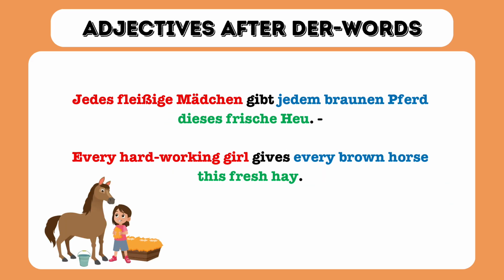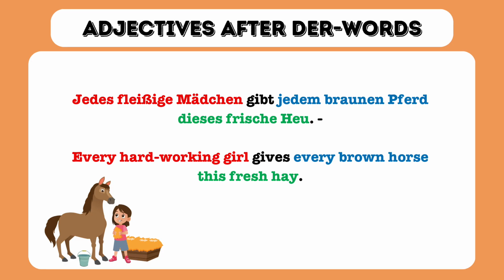Jedes fleißige Mädchen gibt jedem braunen Pferd dieses frische Heu. Every hard-working girl gives every brown horse this fresh hay. In this sentence we have neuter nouns, so we start off with jedes fleißige Mädchen in the nominative case. There is an S at the end of the article and an E at the end of the adjective. In the accusative case, the thing being given is hay, which is also neuter.